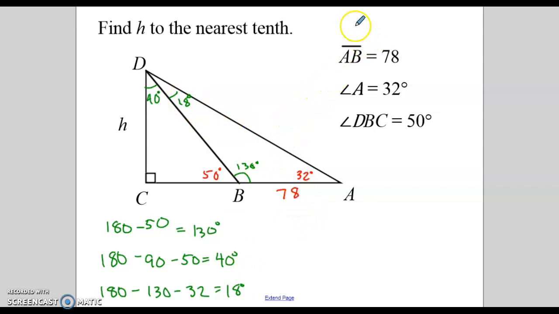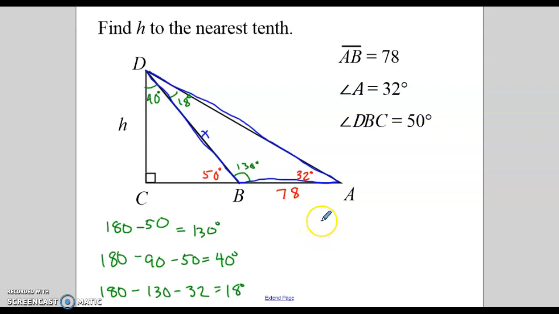So next what I'm going to do is start finding some missing side lengths. And the way I'm going to do that is I'm going to use this triangle right here. That's triangle DBA. I'm going to use this triangle right here in which I know all three angles, and I'm going to use that to find side length X.